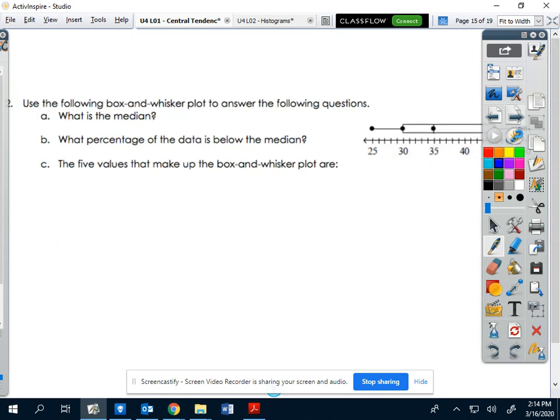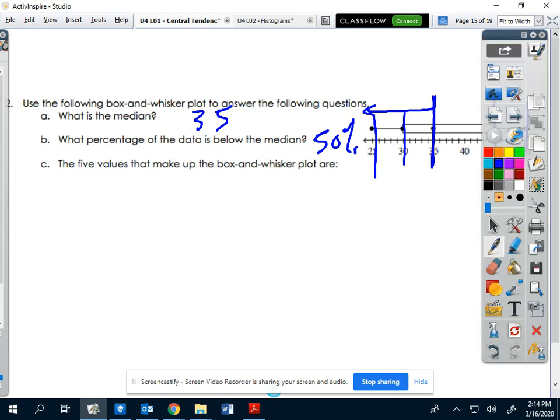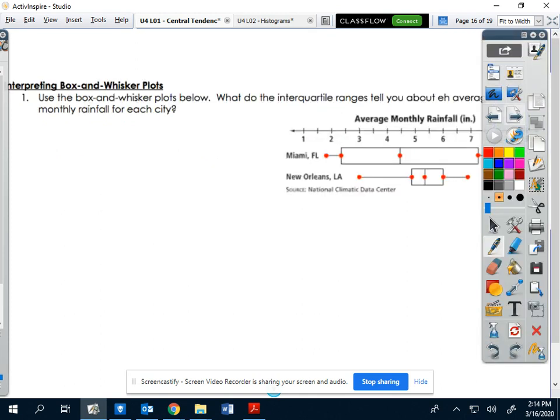What's our median here? 35. What percentage is below the median? So below the median is two sections, so like 50%. And then what are the five values? That's just your minimum, your Q1, your median, your Q3, and your maximum. So basic stuff when it comes to interpreting.